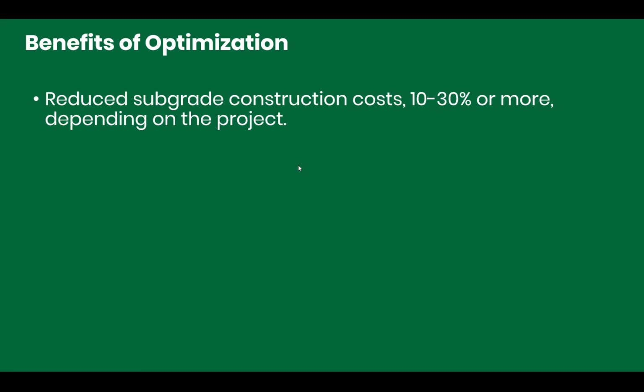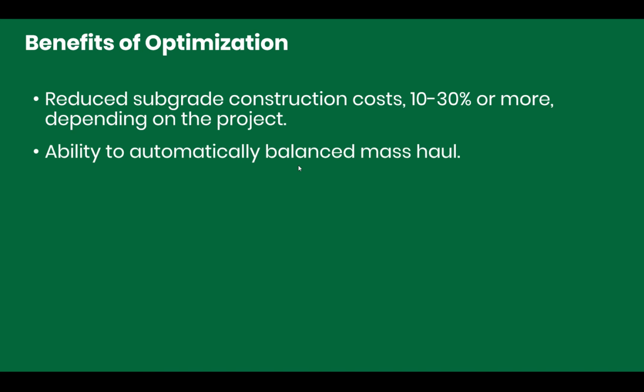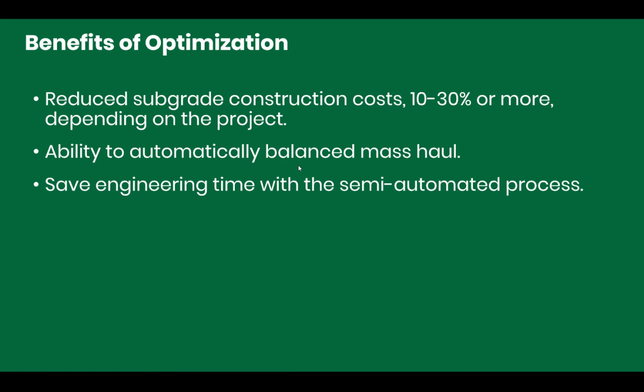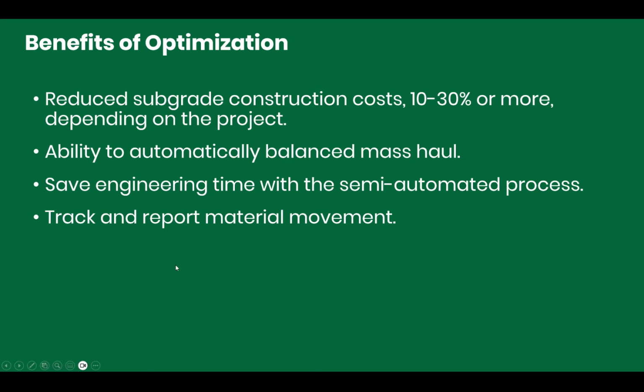So as a whole, optimization is going to lead to some very dramatic project cost reductions, especially on your subgrade. You've got that balanced mass haul, you're going to save time, and you're going to be able to track and report your material movement. Now let's go back into the software, finish checking out that example, and see what it looks like as we take it through to the vertical optimization process.